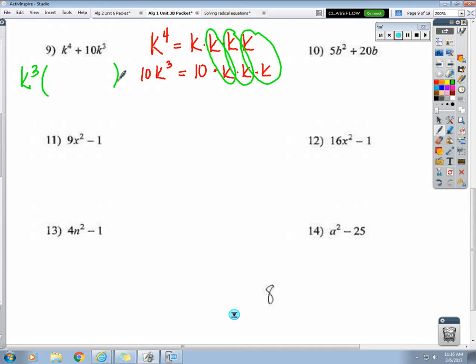Now, what gets left inside? Very good. And then you can quickly check it. K cubed times k is k to the 4th. K cubed times 10 is 10k cubed, so it's right.